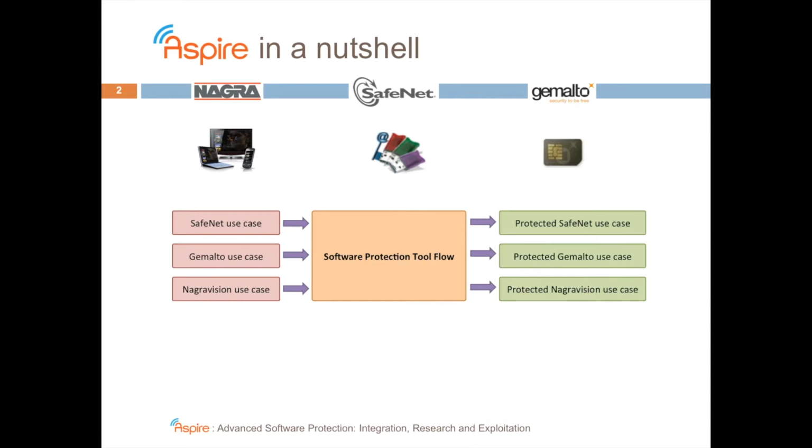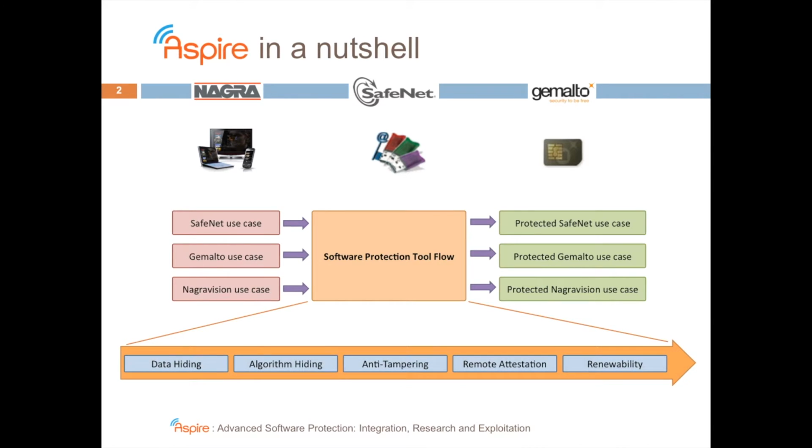With our software protection tool flow, we want to protect them, transform the software such that confidentiality, integrity, and other security requirements are met. And to do so, we want to combine a bunch of different protection techniques. These are man-at-the-end protections. We want to hide critical values such as keys. We want to obfuscate algorithms and make them inaccessible. We want to make sure that attackers cannot tamper with the code, and so we integrate anti-tampering solutions.